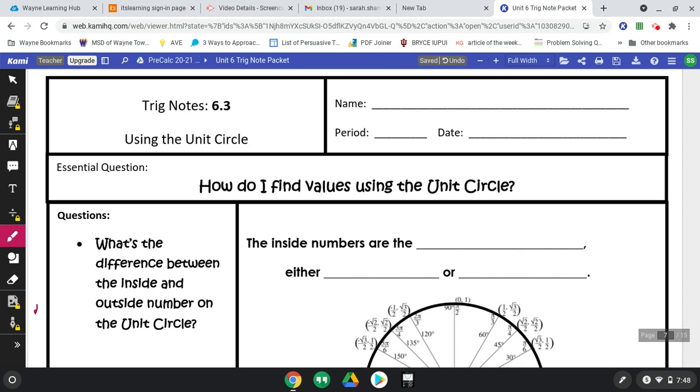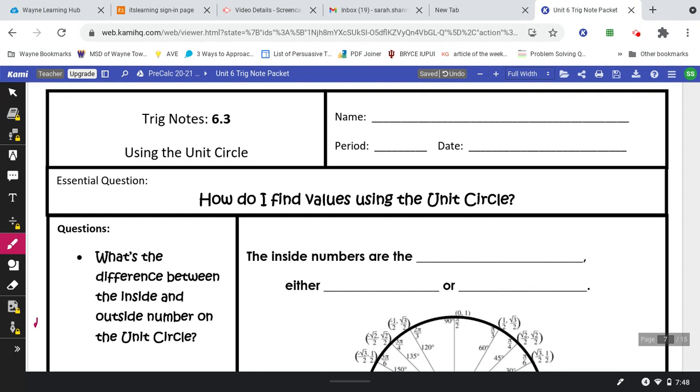These are the 6.3 notes for trig. We're going to talk about using the unit circle. So if you have not already watched the video or filled out your unit circle, please make sure you pause this video, stop it, do that first. Our essential question: how do I find values using the unit circle?